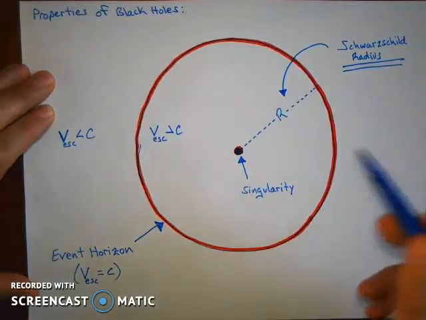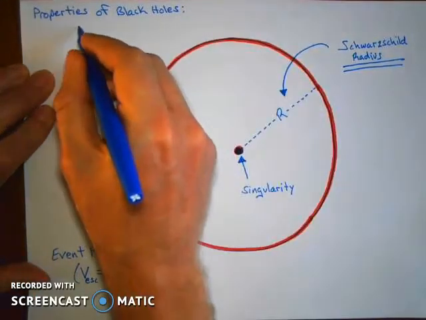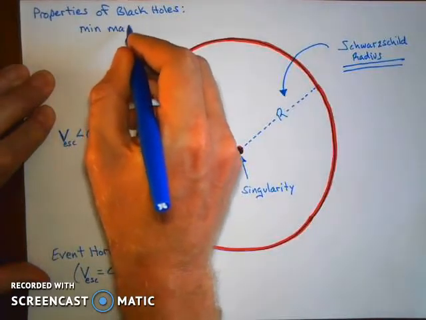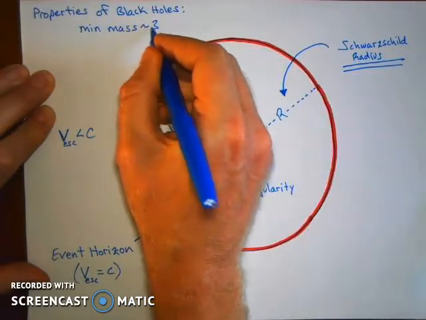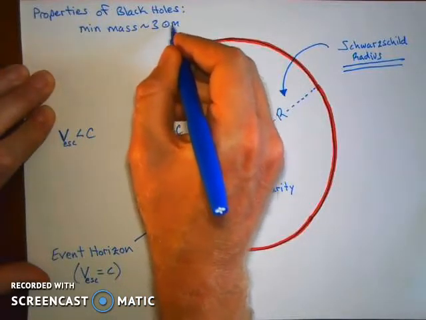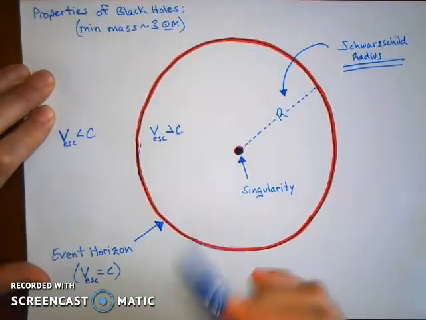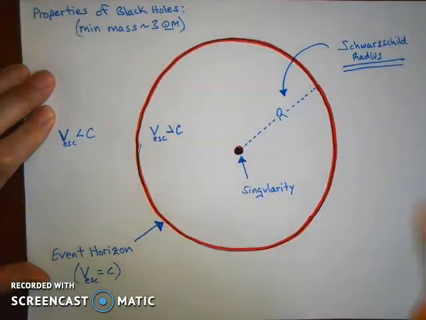Now, in reality, we think that black holes have a minimum mass of about 3 solar masses. So we think you need to have at least 3 times the mass of the sun to create a stellar mass black hole.